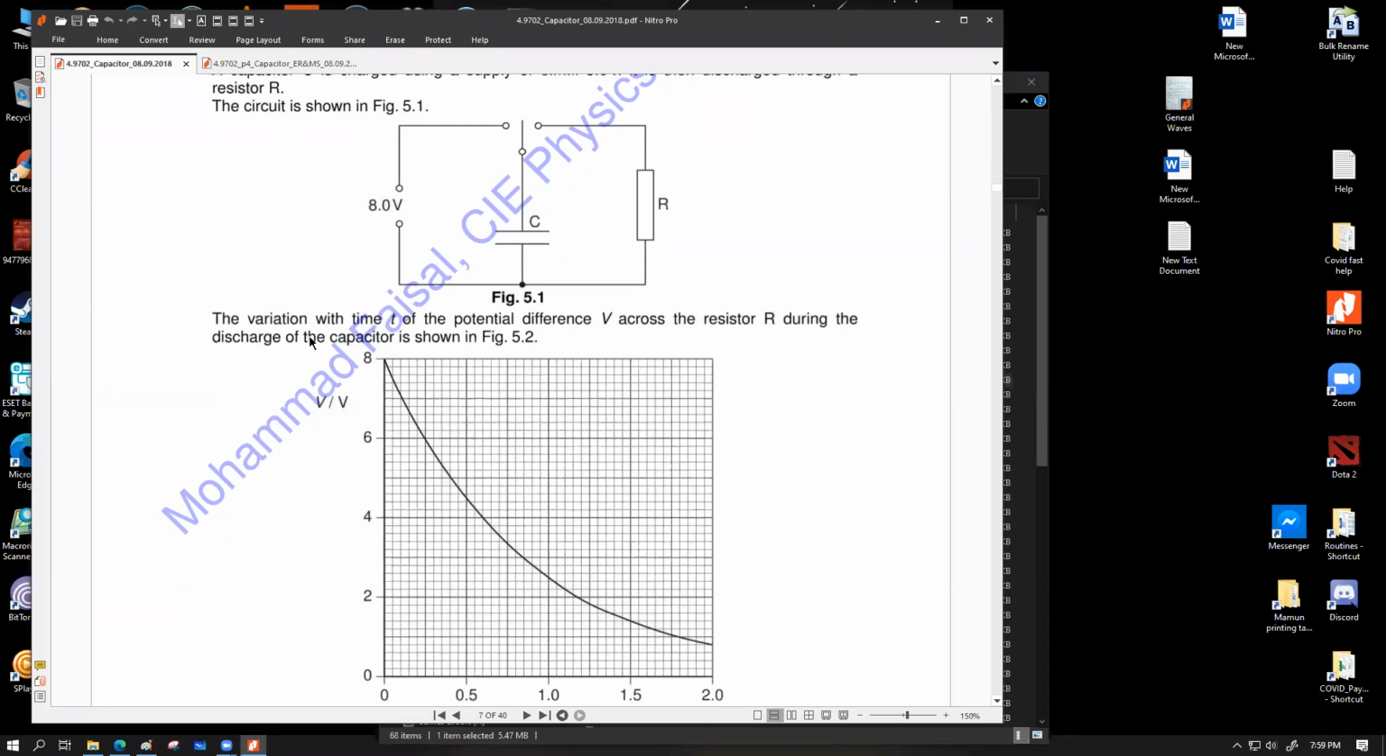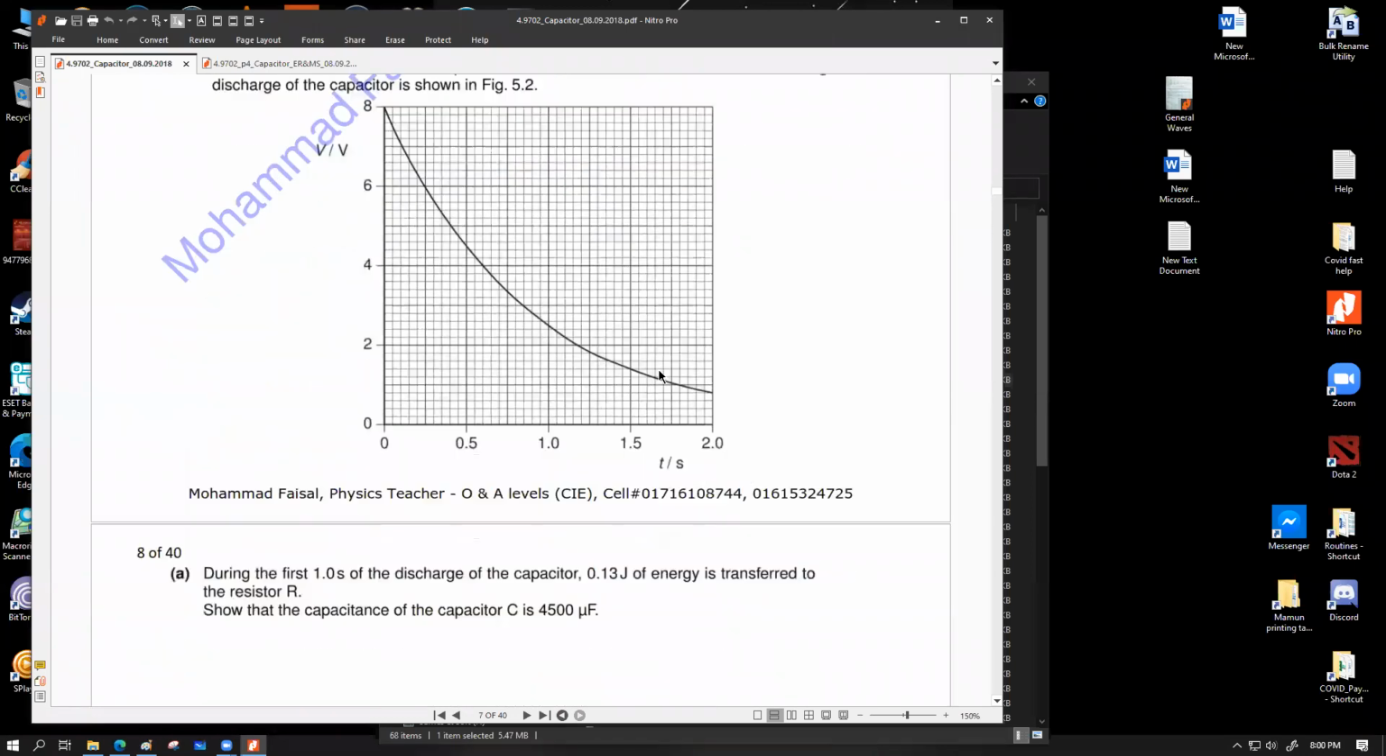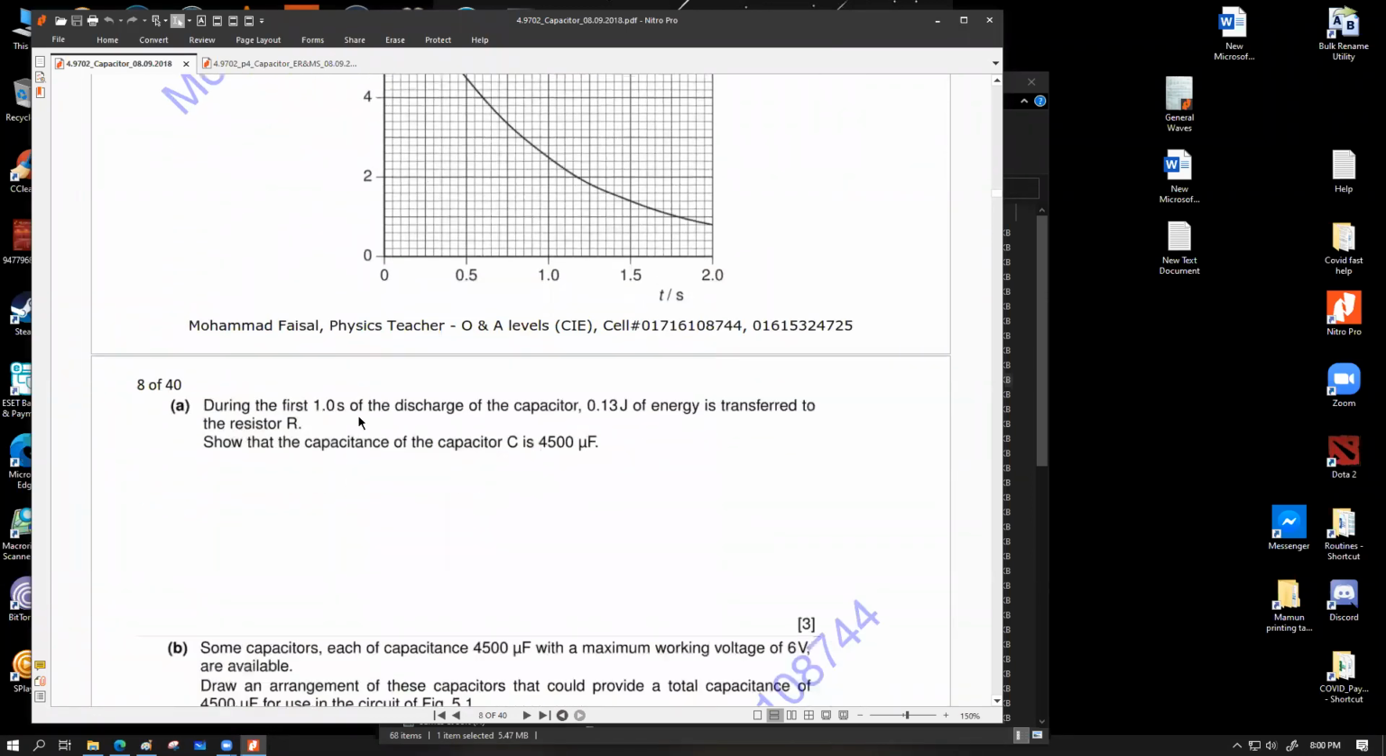This is an important term. Discharge of the capacitor is shown in figure 5.2. So voltage is starting from 8. It is going down exponentially, dropping in 2 seconds, and reaching some value. Okay, good. During the first 1 second of the discharge of the capacitor, 0.13 joule of energy is transferred to the resistor. Show that the capacitance of the capacitor C is 4500 microfarad.